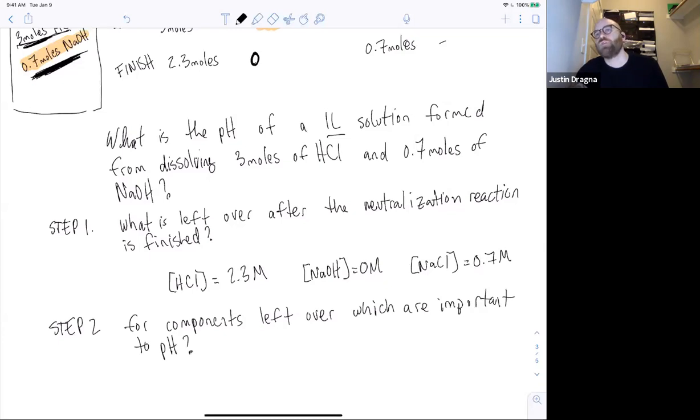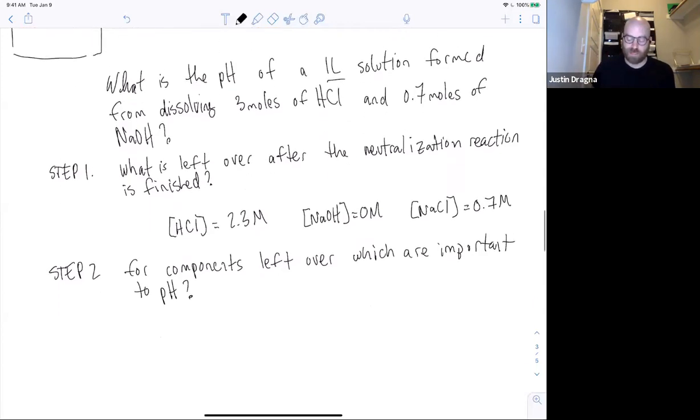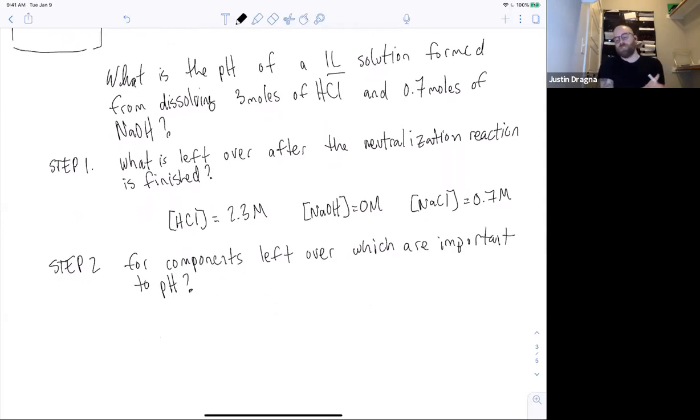Yeah, if they give you different than 1 liter, you divide by the volume, moles per liter. That's correct. I just keep it at 1 to keep the messaging straight for the stuff that we're learning, the acid-base stuff. So for components left over, which are important to pH, we can come back up here and look.